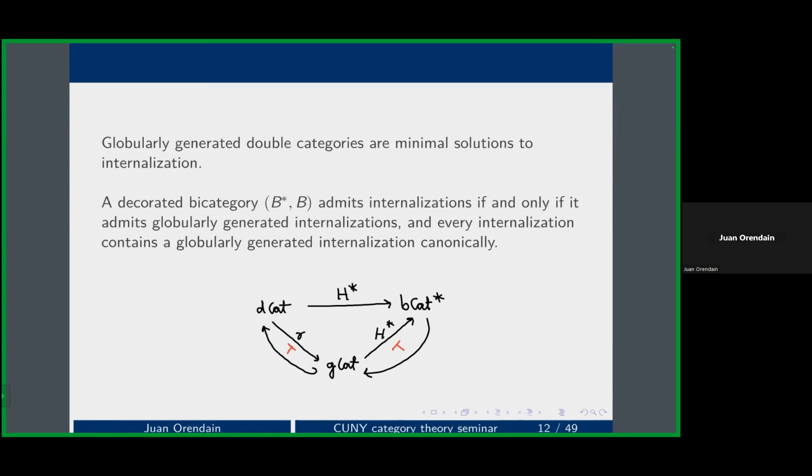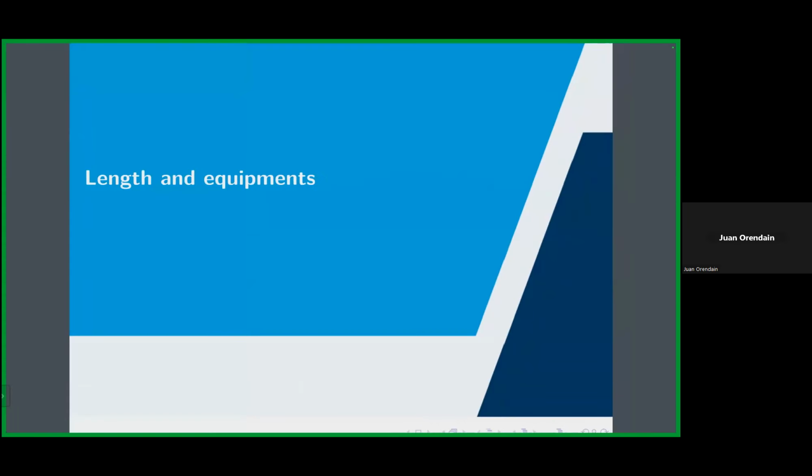That might not seem like much, but globularly generated double categories, as we'll see, you can put your finger on them. You can describe them very easily. They're very small. And so this way of thinking of internalization is something that you can describe in terms of generators and relations. So that relation can be described in terms of this diagram here, which I don't think I want to explain, but this just says that globularly generated double categories sit in a special way inside double categories. All right, so that was globularly generated double categories.